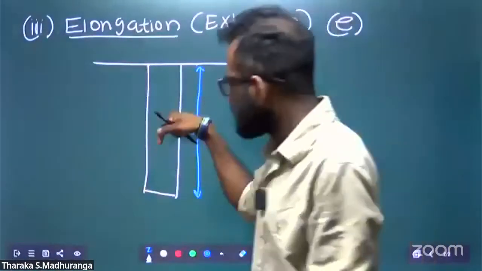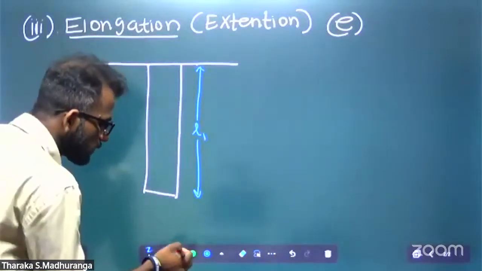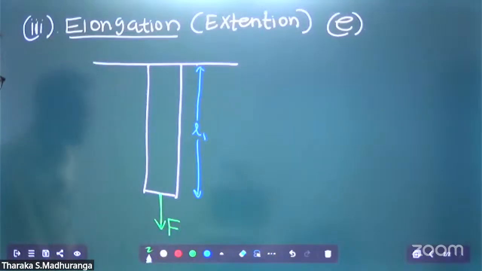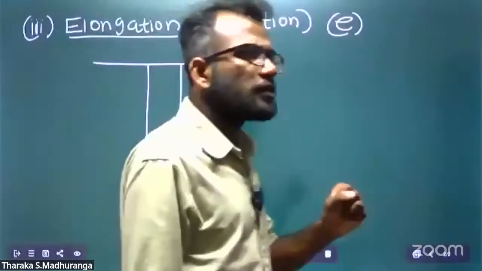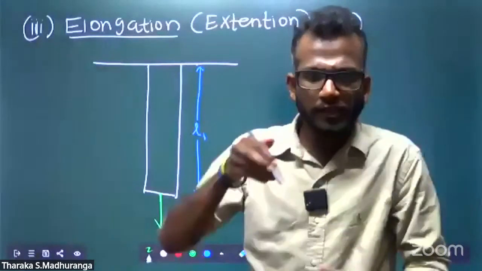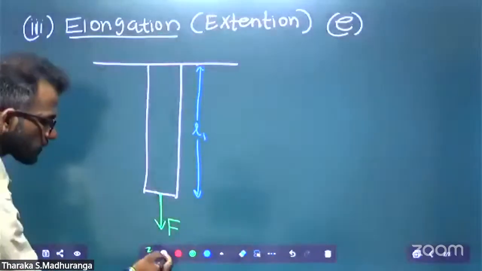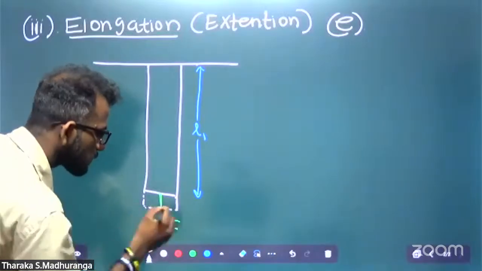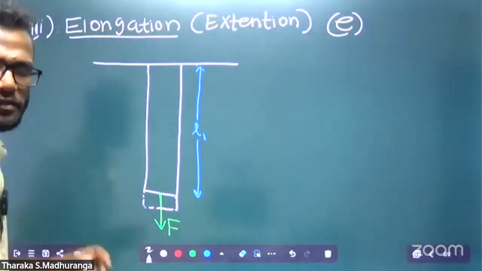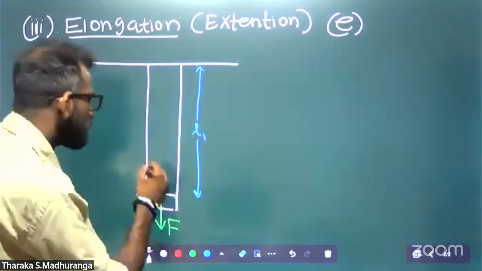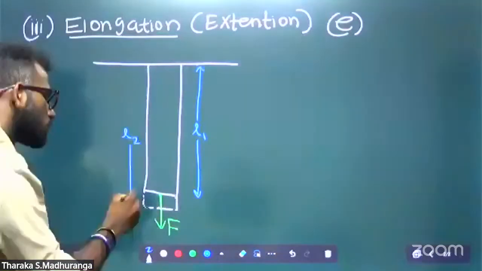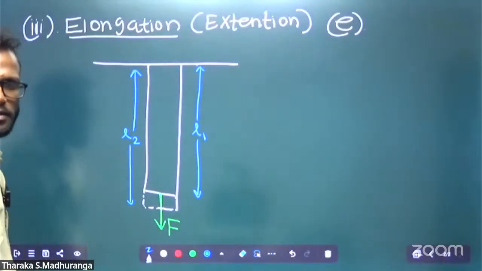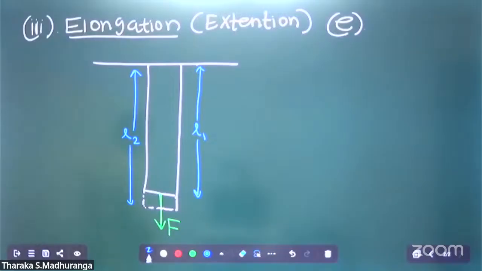If I put external force on this rubber tube like this, what happens? The length is not decreasing. The length is increasing, no? Think the length increases up to this level. Then you can identify this is the final length that we call L2. This is the final length, L2.